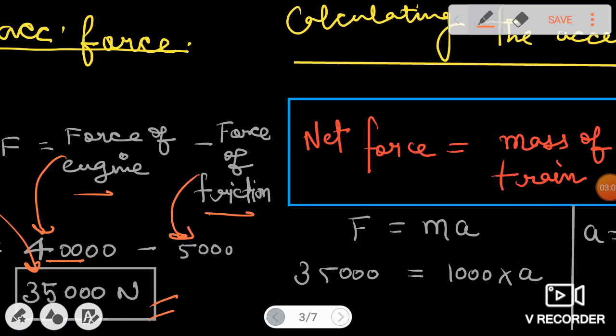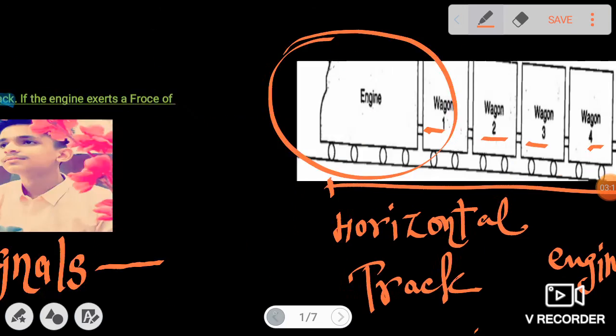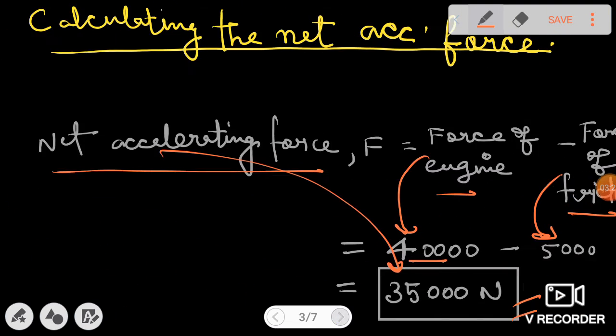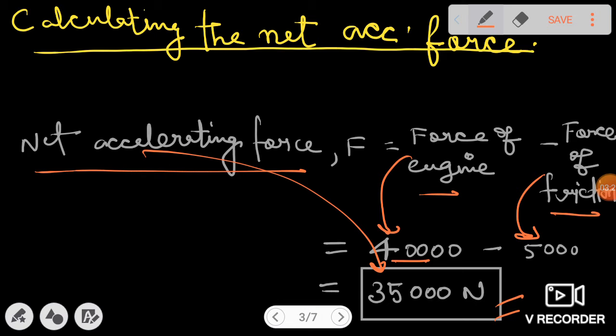After this, we have to calculate the acceleration of the train. We have found the net accelerating force. Now we have to find the acceleration of the train. We have just calculated that the net force exerted by the engine on the train is 35,000 Newton. Now the mass of one wagon of the train is 2,000 kg. So the mass of 5 wagons will be 2,000 into 5, which will be equal to 10,000 kg. In other words, the mass of the whole train is 10,000 kg.